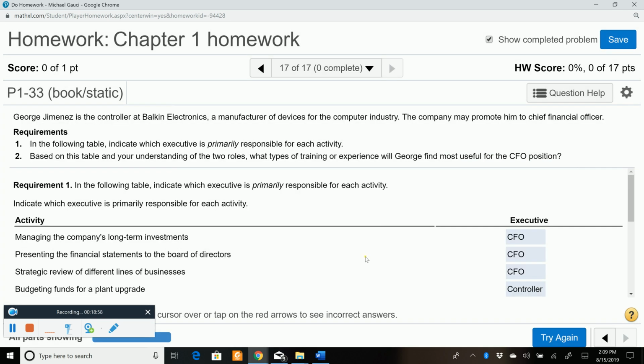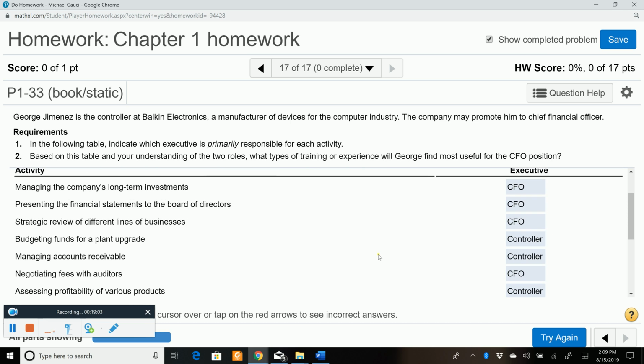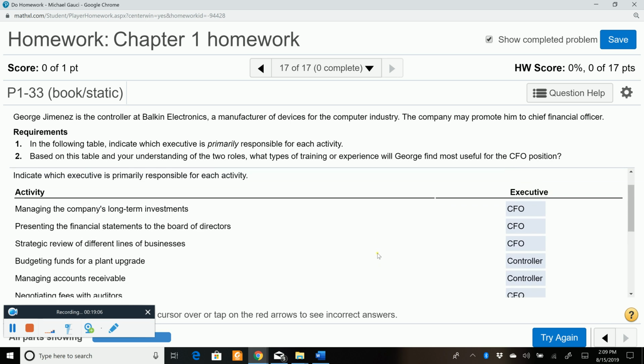And last but certainly not least, we are taking a look at some activities here, and we need to decide if this is something that would be performed by the CFO, which is the Chief Financial Officer, or the Controller. Controller would be one of the employees that would report to the CFO. Once again, the CFO is looking at more of the big picture financial items, and the controller would be looking at more of the detailed procedures.